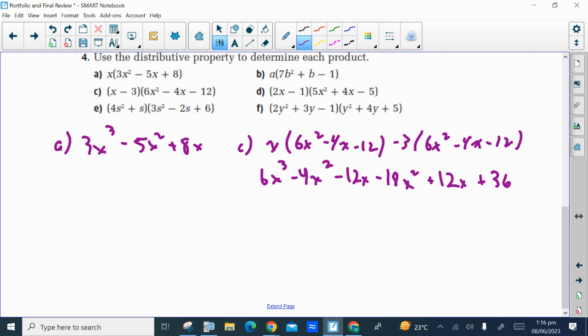And so now it's just a matter of putting my like terms together. I've got two terms that are x squareds. Negative 4x squared, take away 18x squareds would be minus 22x squareds. Negative 12x plus 12x cancel. You get 0x's, which is 0, and then you have the plus 36 on the end. So there's the answer to part C. D is done the same way.